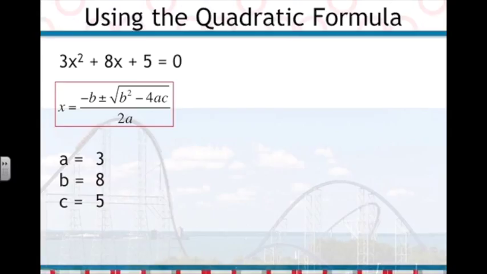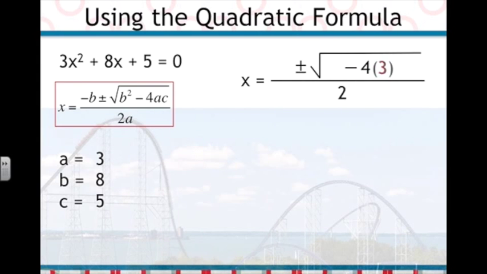The next thing to do, now that we know what a, b, and c are, is to substitute them into the formula. Anywhere you see an a in the formula, replace it with a 3. Next, we replace the b's with 8's. Notice the formula calls for negative b, so we now have a negative 8, and it also calls for a b squared, so we have 8 squared. Finally, replace the c with a 5.